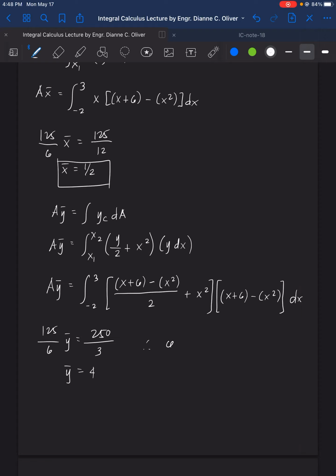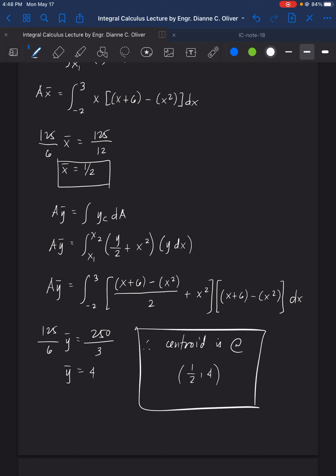Therefore, the centroid is at (1/2, 4). So that's for number 2.